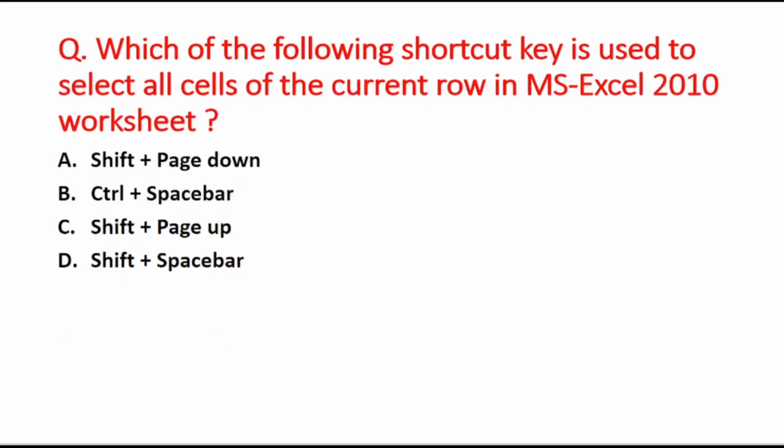Next question is, which of the following shortcut key is used to select all cells of the current row in MS Excel 2010 worksheet? A option is Shift plus Space Down, B option is Control plus Space Bar, C option is Shift plus Space Down, and D option is Shift plus Space Bar. Right answer is option D, that is Shift plus Space Bar. And this is an important question, so remember, to select all the cells of the current row, the shortcut key used is Shift plus Space Bar.